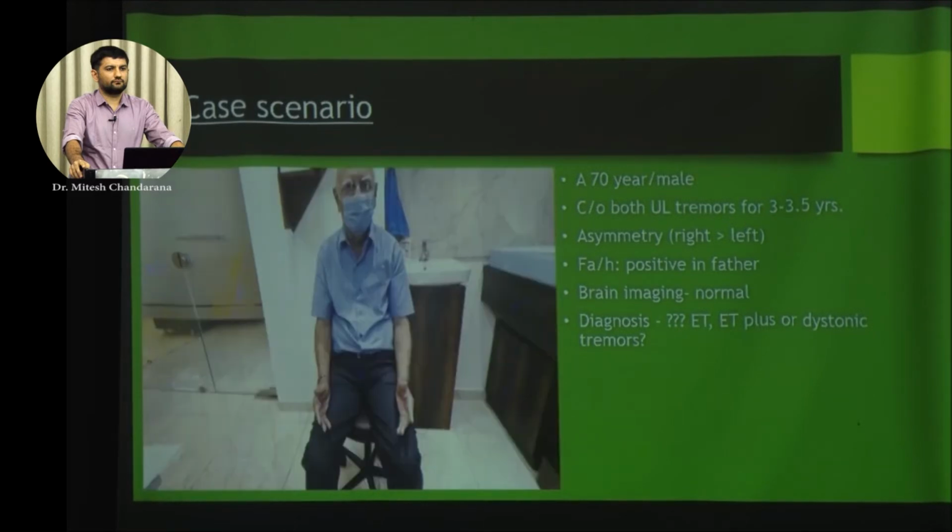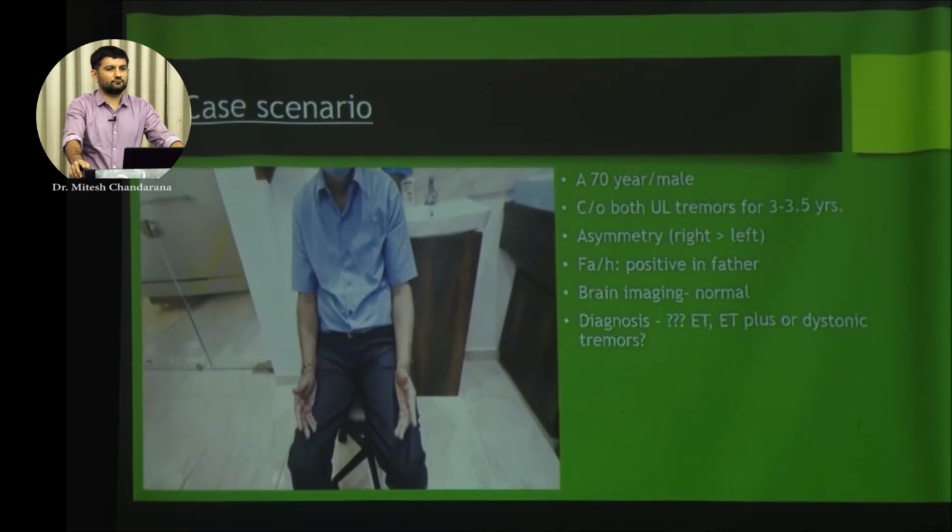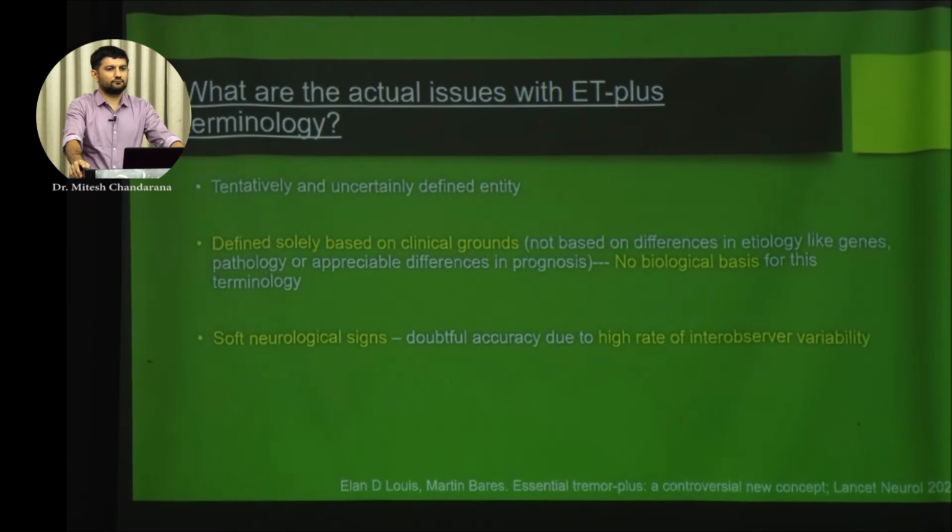So what should we consider in this patient, ET or ET plus with dystonic tremor? I have considered this patient as ET plus because the dystonic posturing, according to me, was not that significant. And his father had both upper limb tremors only, and there was no dystonic posturing. I have seen the files seen by another neurologist.